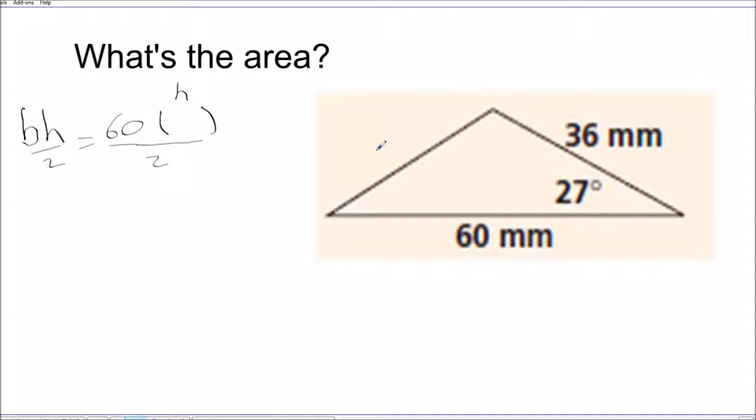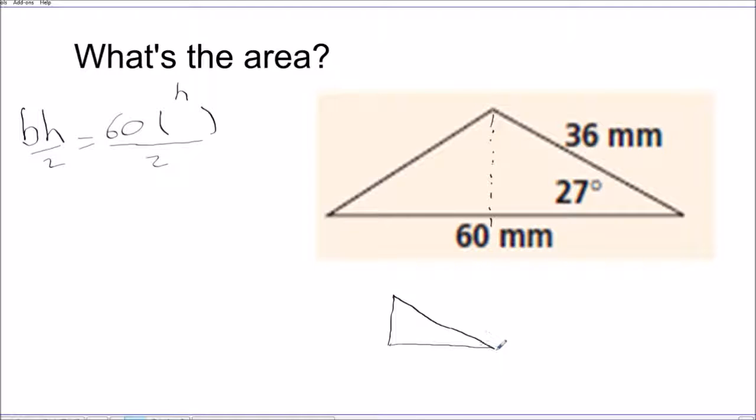So y'all, if we don't know the height, and that's what would be needed to find the area, guess what we're going to do? We're going to have to find the height. So what I'm going to do is draw in the height right here. Okay, and there it is. So I've got this new triangle, and I'm going to focus on the right side of the page because it has more information.